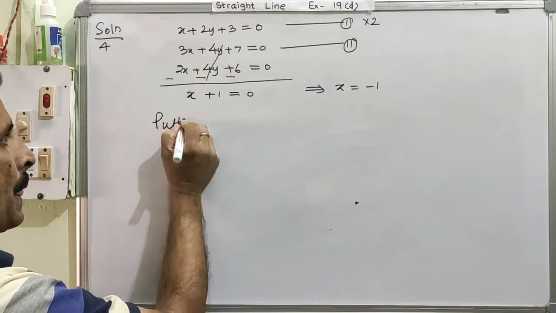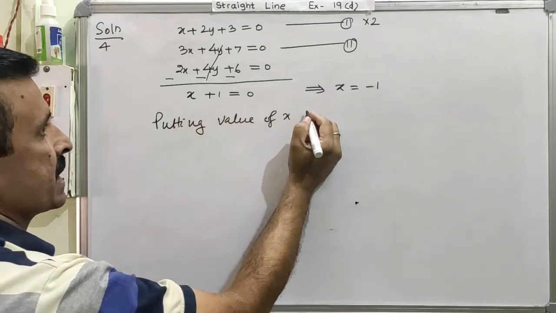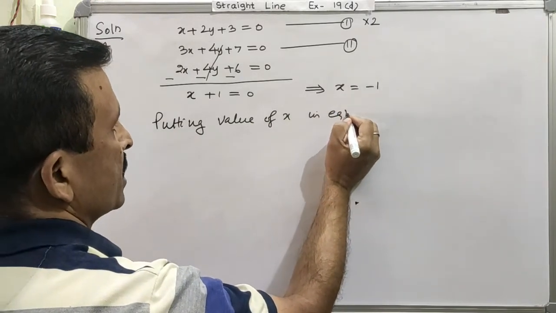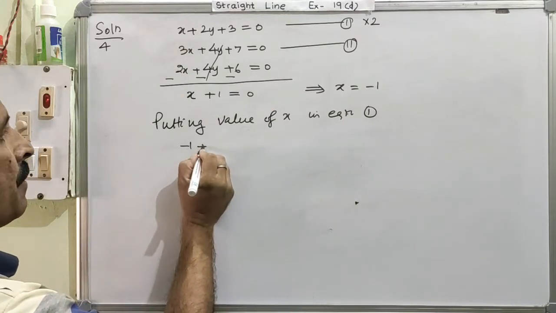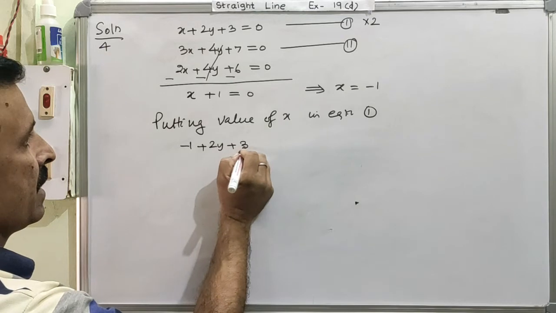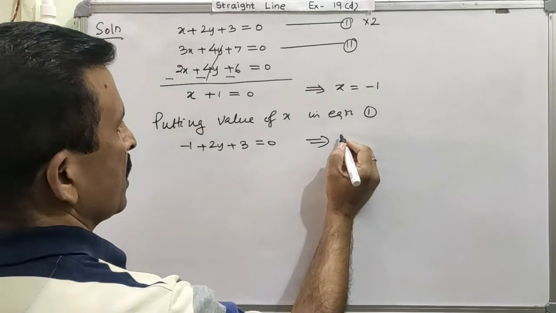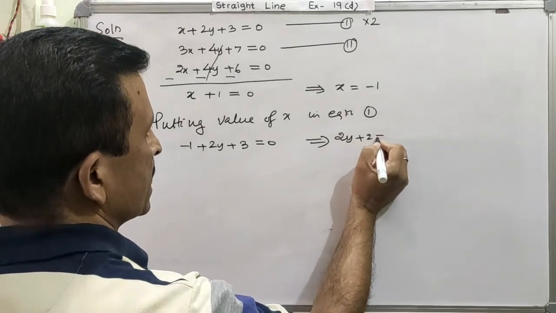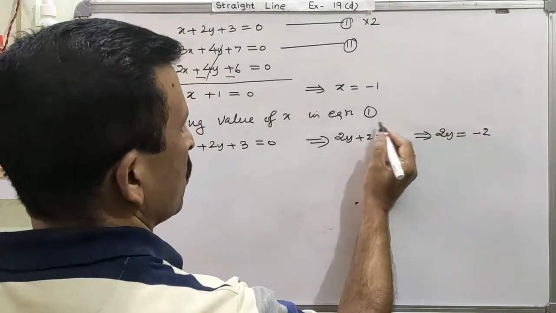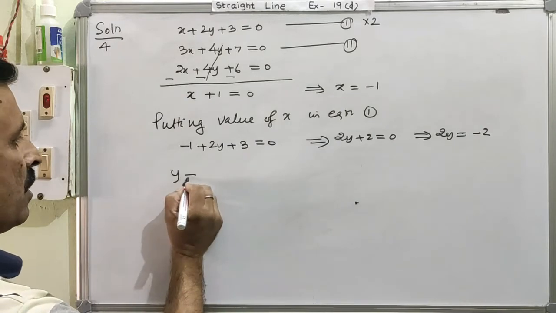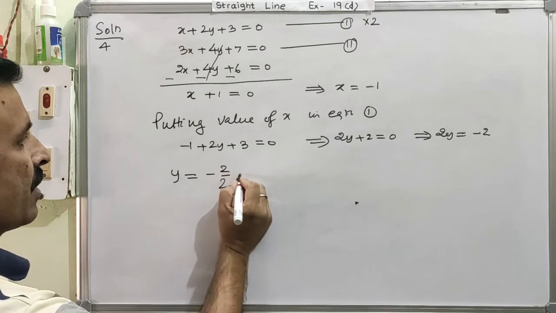Putting the value of x in equation 1. So for x we can write minus 1 plus 2y plus 3 is equal to 0. Simplify. This minus 1 plus 3 will become plus 2. So this is 2y plus 2 is equal to 0. In the next step, 2y is equal to minus 2. This 2 goes to the right side. And finally, y is equal to minus 2 divided by 2, is equal to minus 1.